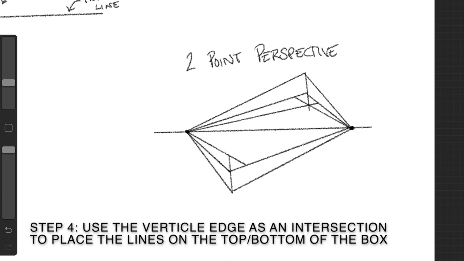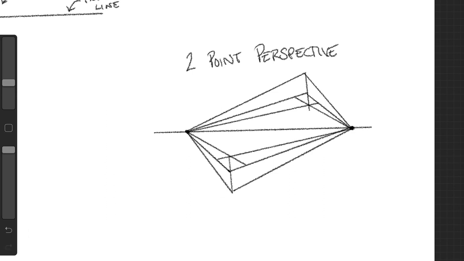So you can see I'm doing that again right here. The lines that are forming the top of my cube are going to crisscross in line with that vertical line right there, that vertical edge.